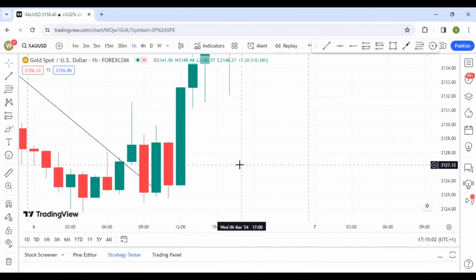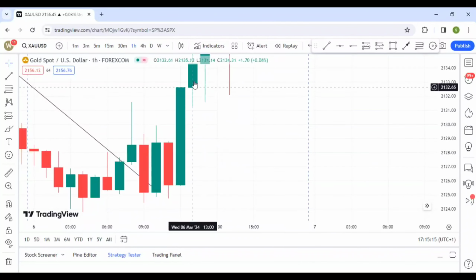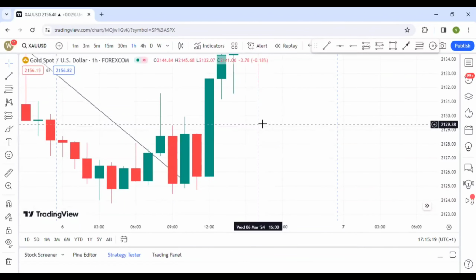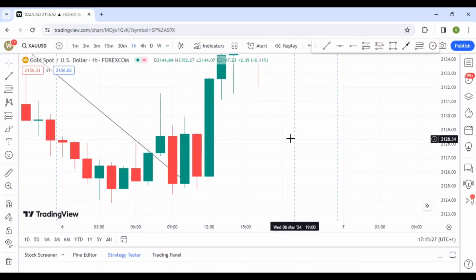So open a long position, open a buy position when you spot this kind of opportunity, placing your stop loss below the low of the green candle, which is this one. So what's the next candle? The next candle is a tweezer bottom. So let's look for a tweezer bottom here.